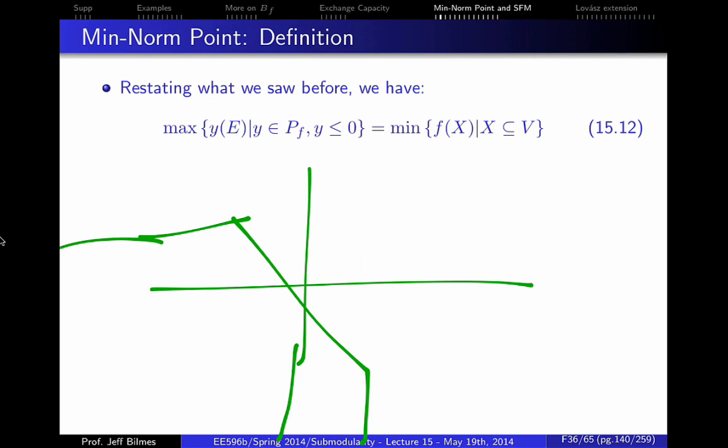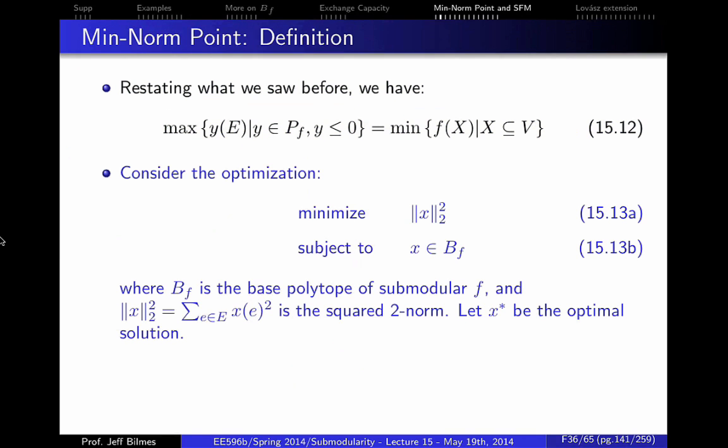Okay, so here again is the theorem, the minimizers of the submodular function. Now consider the following optimization problem. We're minimizing the squared 2 norm of a vector subject to it being inside of the base polytope B. Remember, B is the base polytope, which we've spent time gaining intuition about. We have all these properties of the base. This is just the squared 2 norm, so it's the sum of the squared entries, the sum over e of x of e, quantity squared.